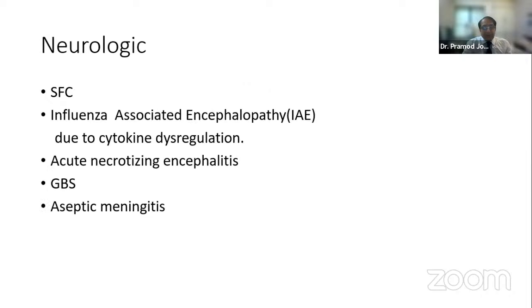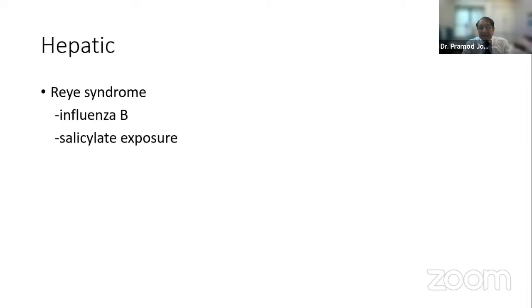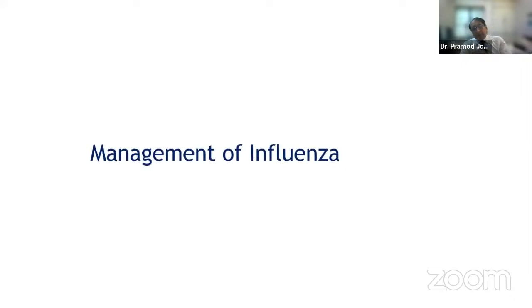And as I told you, simple febrile convulsions, influenza-associated encephalopathy due to the cytokine dysregulation, acute necrotizing encephalitis, Guillain-Barré syndrome, aseptic meningitis, so many neurologic complications. And I told you about the muscle pain. It's all because of myositis, which is seen more with influenza B, and it's common in children between 6 to 9 years, more in boys, where there is bilateral gastrocnemius and soleus muscle involvement with bilateral calf muscle pain, which is severe, and inability to walk, and there is rhabdomyolysis, and hepatic involvement in the form of Reye syndrome, particularly with influenza B, when children with influenza are given acetylsalicylic acid. So remember all these complications, and accordingly, you have to monitor these children.